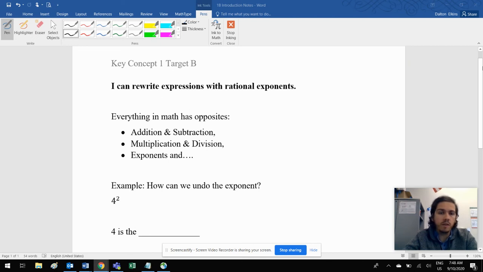All right, welcome. This is the start of Target 1B. Your goal for today is: I can rewrite expressions with rational exponents. We'll get to this in a second. I briefly want to remind you of something.